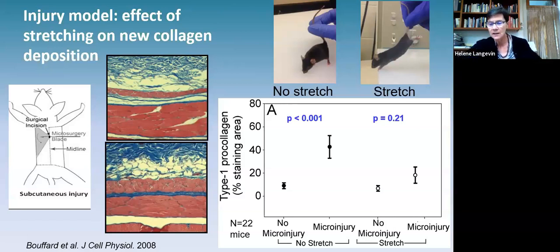You can see here, in response to an injury, this is the normal animal, and here's the injured animal. You can see that in the injured animal, the fascia between the muscle layers is thickened and formed a scar compared with the normal animal here.